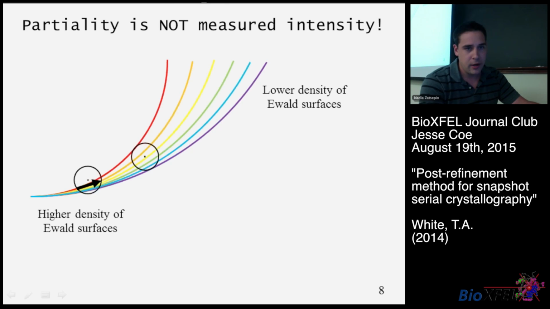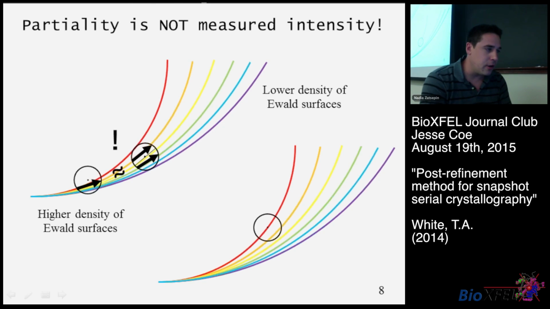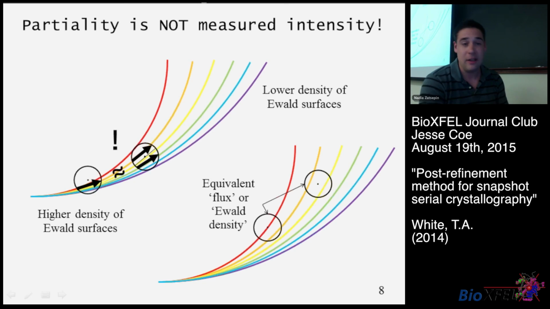For the one on the right, you can think about splitting this in half and measuring one half versus the other. For the right half, you would get a measurement like that. The left half, you'd get like that. And so the full average would be essentially equivalent. So you would get the same intensity, even though the partiality would be different. Another thought of this would be if you're well within it, you essentially have a lower density. So again, these have almost an equivalent flux or Ewald density.